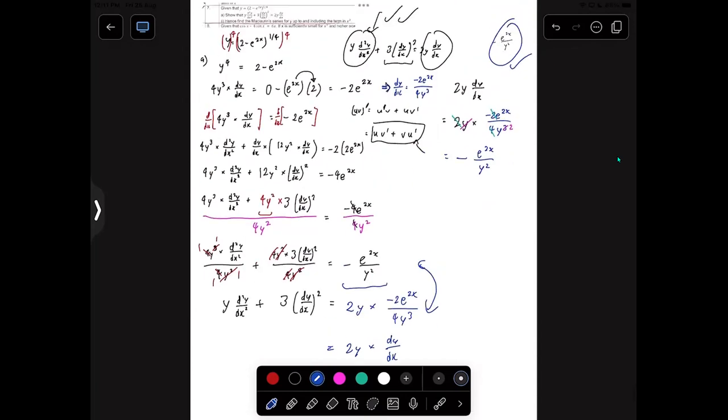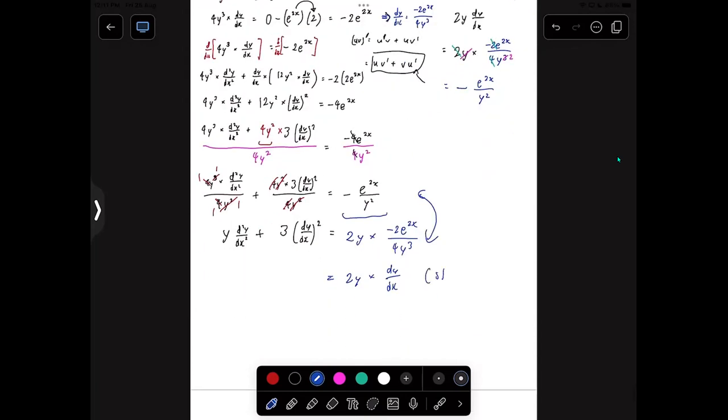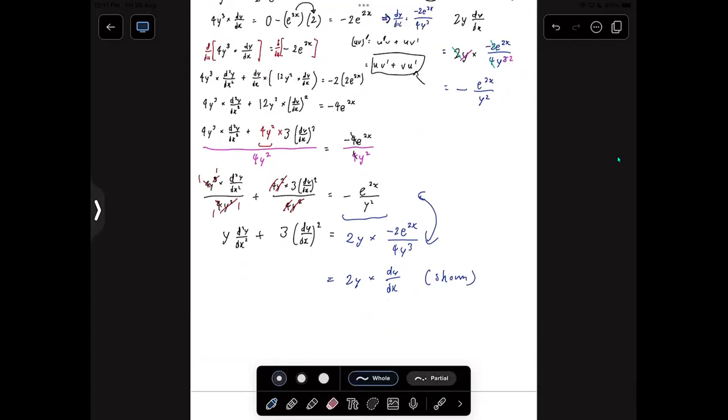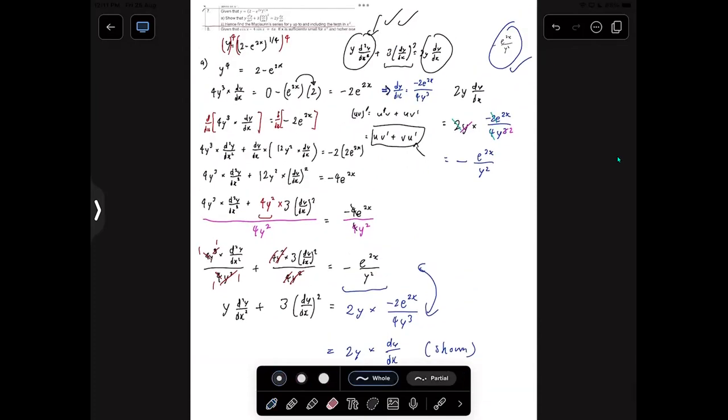And then that's exactly what we need. Proven. Sorry. No, shown. I was correct the first time. Okay, that's it. So you just have to be clever with the algebra.